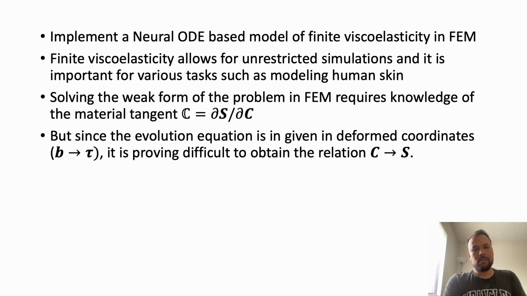Solving the weak form of the problem in FE requires knowledge of the material tangent, which is the derivative of S with respect to C. But my evolution equation is given in spatial coordinates, which takes B and gives me tau. And it's proving difficult to get the relation C to S. If you have any suggestions, please let me know. Otherwise, hopefully I'll be able to figure out a way until the deadline of the project. But this is the summary so far.